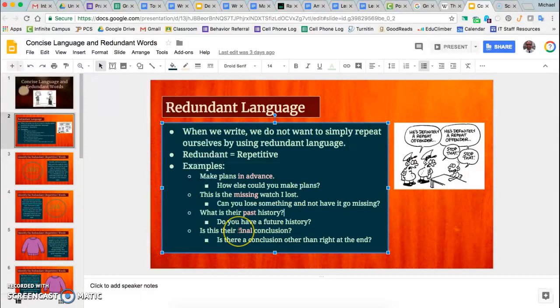And is this their final conclusion? If it's somebody's conclusion, it's always going to be the last thing. It's always at the end. They don't have multiple conclusions, like one partway along, then they do another conclusion. Conclusion already means that it's the end and that it's the last one. So the word final here is redundant and shouldn't really be in there. You should just say, is this their conclusion?